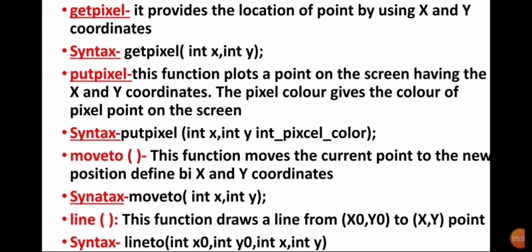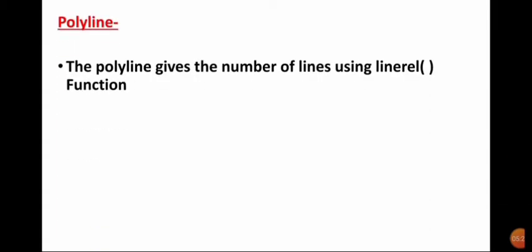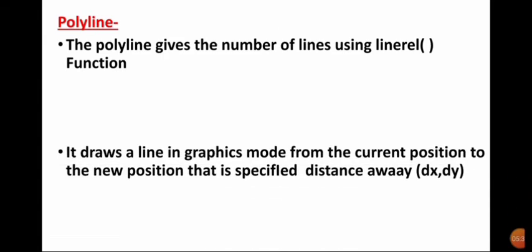Just see the syntax: lineto, int x0, int y0, int x, y. That means x0, y0 are the initial points of the line and x, y is the final point of the line. Get it? Okay, now let us move towards the next topic, that is polyline. Poly means many. The polyline gives a number of lines using the linerel function. So this is the linerel function which gives you multiple lines.